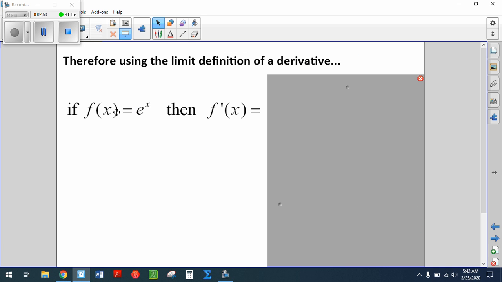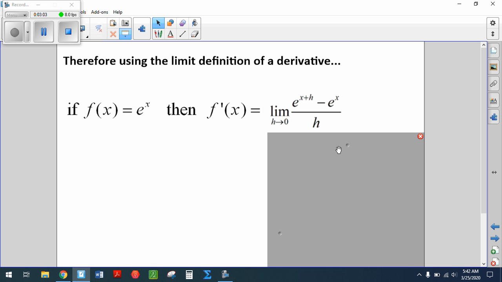So we use our limit definition. Remember, the limit definition of a derivative is the limit of f of x plus h minus f of x over h as h goes to 0. And that comes from the slope of the secant line becoming a tangent line. So I have e to the x plus h minus e to the x over h. And we're going to simplify this.